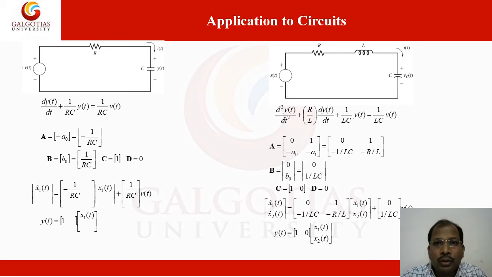Here, as an application, we are considering a series RLC circuit. What are the state variables? Suppose in this circuit we consider the state variable to be i of t, and the voltage across the capacitor we consider as the output. So we simply apply the KVL in this loop.